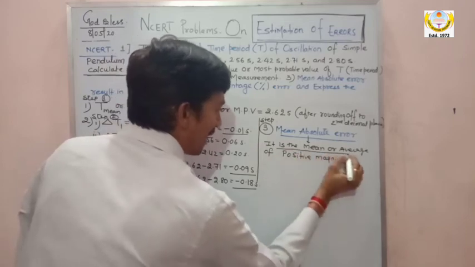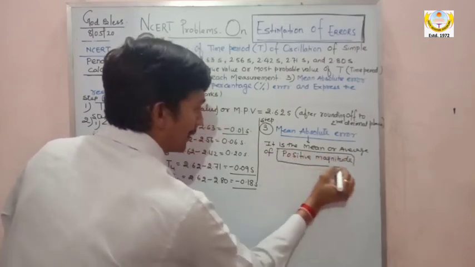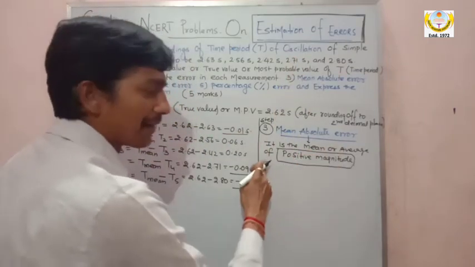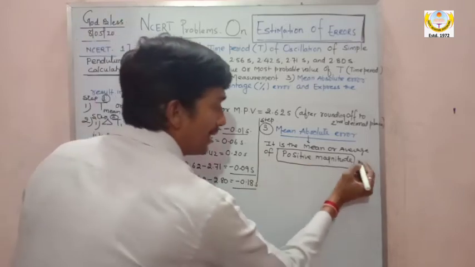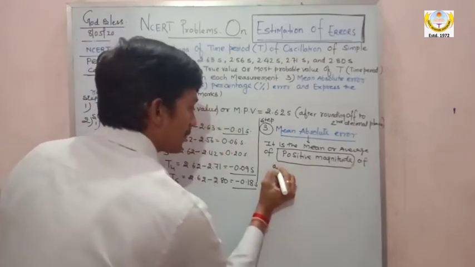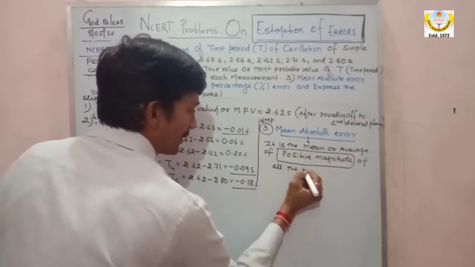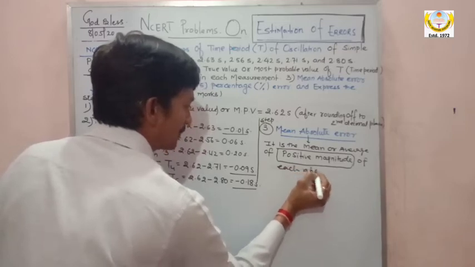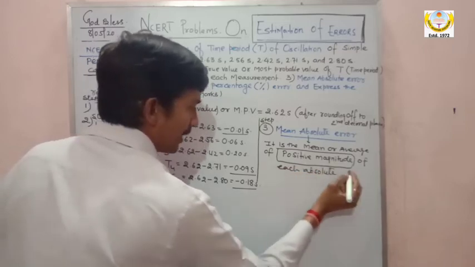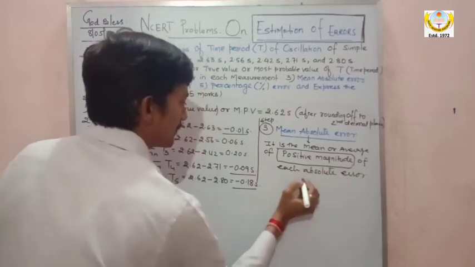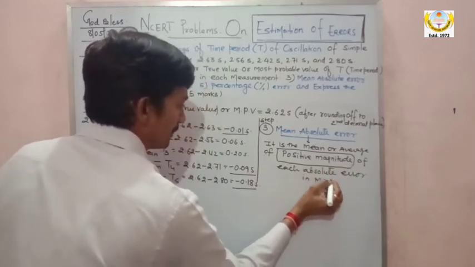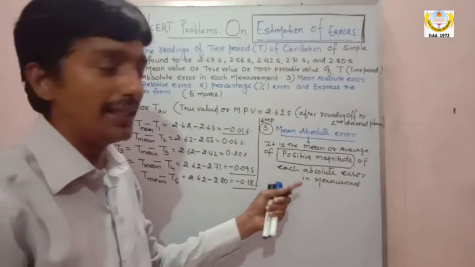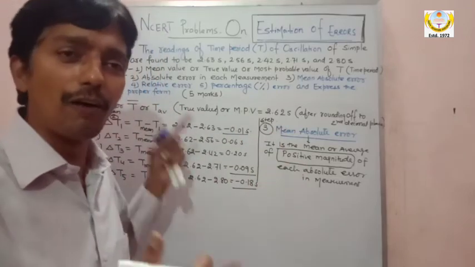Even if it is negative, I will convert it into positive by putting a mod. So it is the mean or average of the positive magnitude of all the absolute errors, or the positive magnitude of each absolute error in measurement. It is the mean of absolute error, mean or average of absolute error.